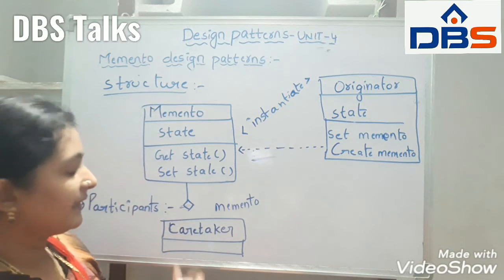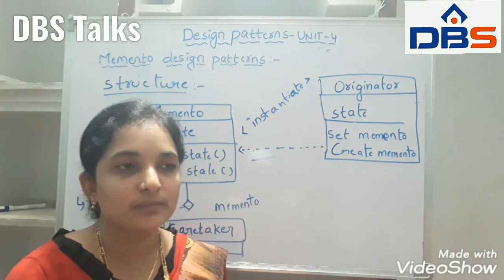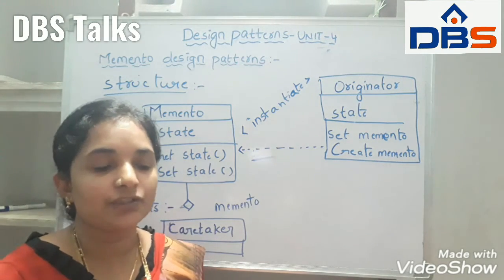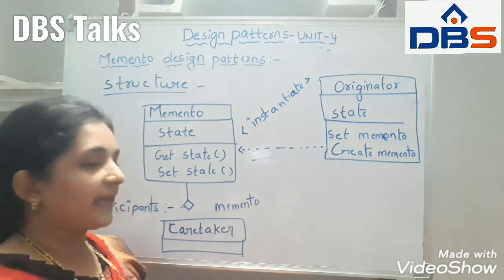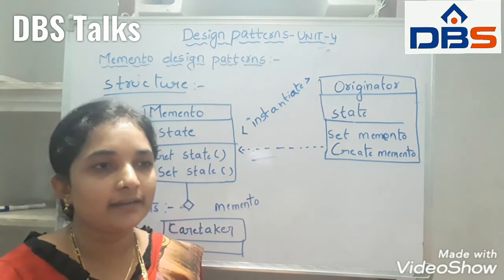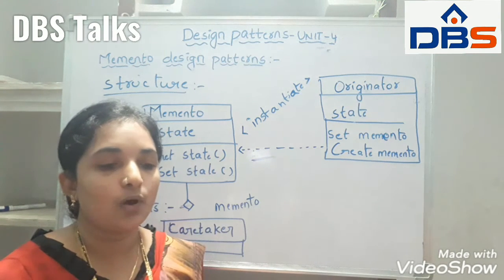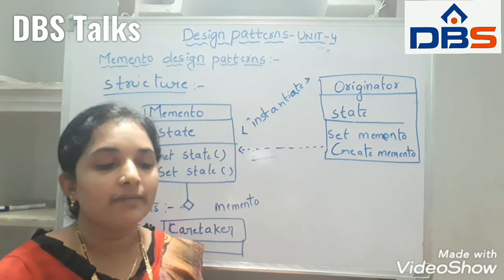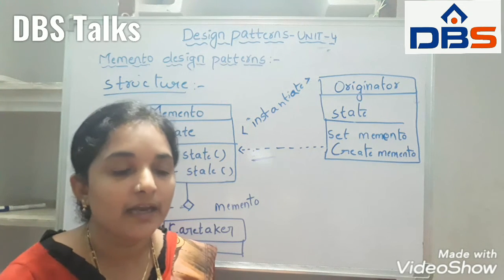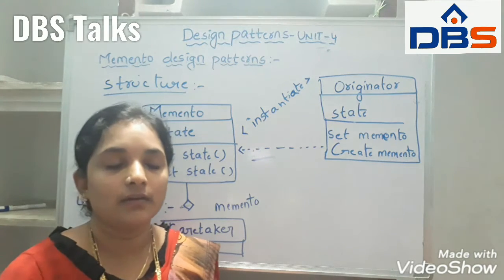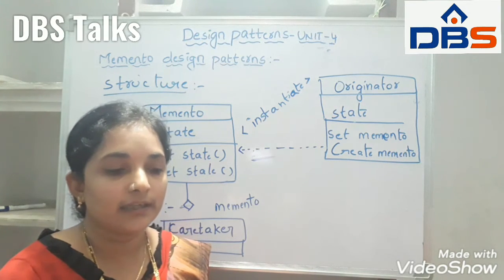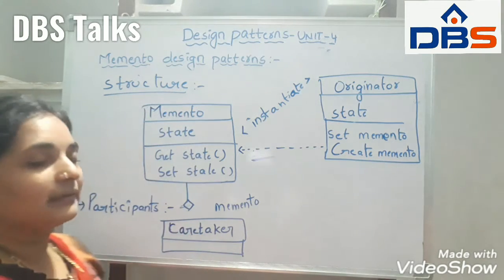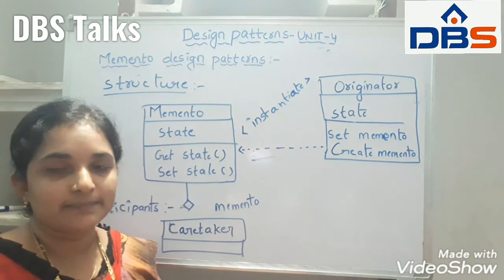Next, coming to the caretaker. The caretaker is responsible for the memento's safekeeping. Whatever information is sent by the memento to the caretaker, it just handles the data. It doesn't check what type of data is given by the originator. It just holds whatever data is given. Whenever the originator calls for it, it returns it to the user, to replace or undo. So that is called the caretaker. These are the participants we have.